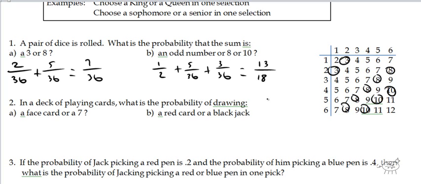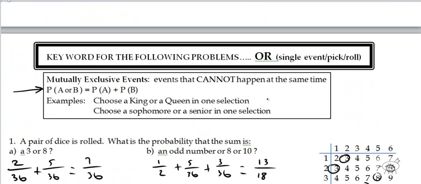And notice, math fans, I said the key word on top. Let me go back to the top. The key word was "or." That's so huge right here. Okay, it's a single event.